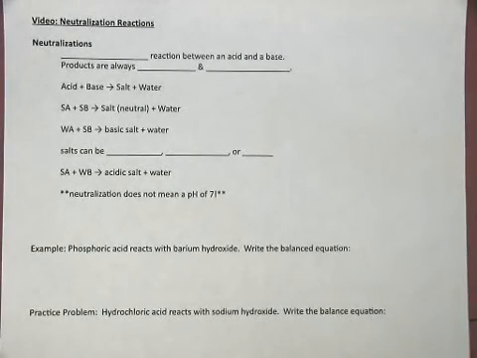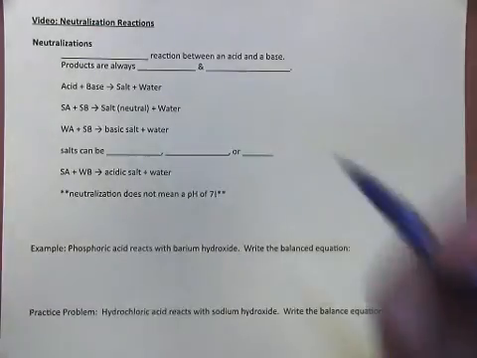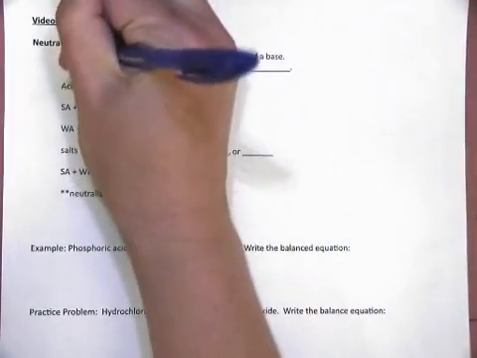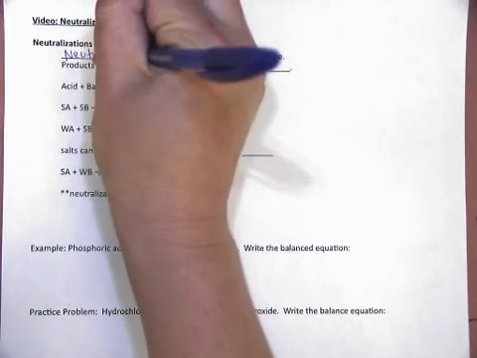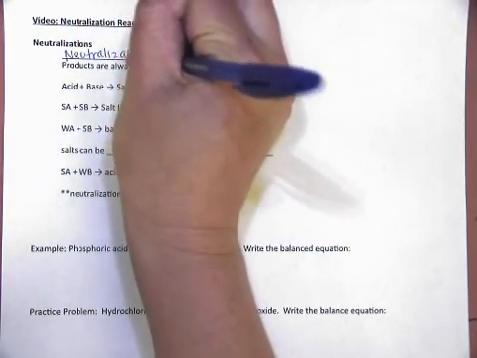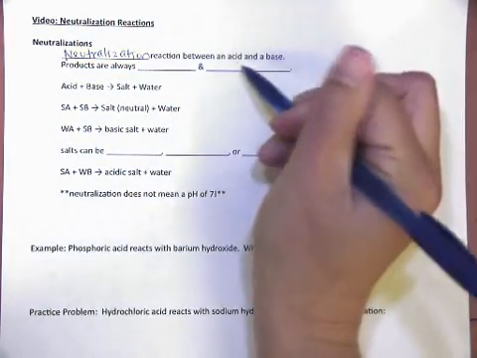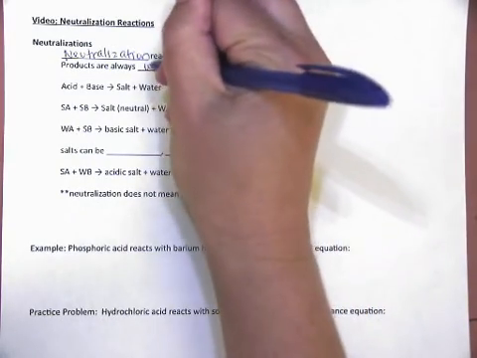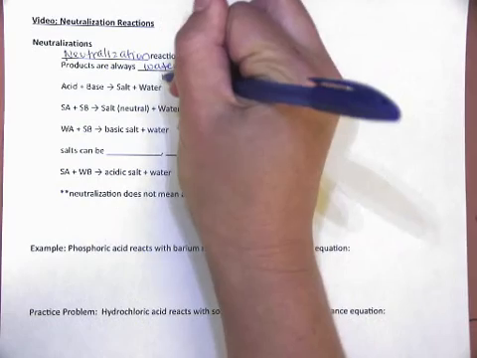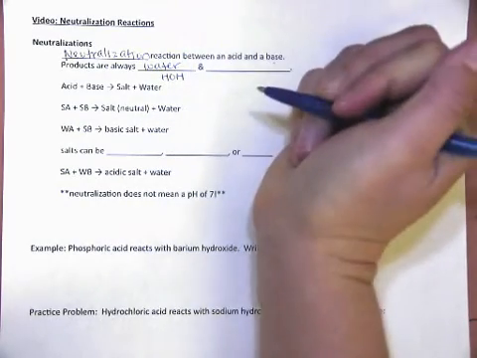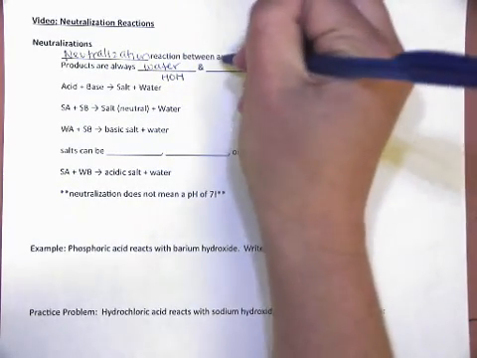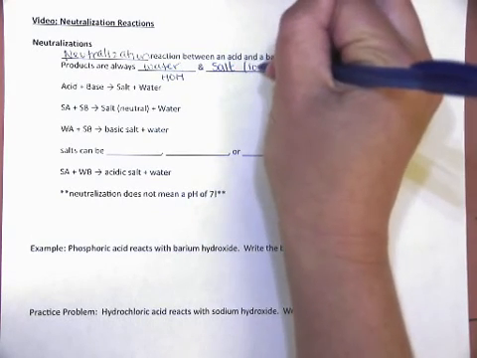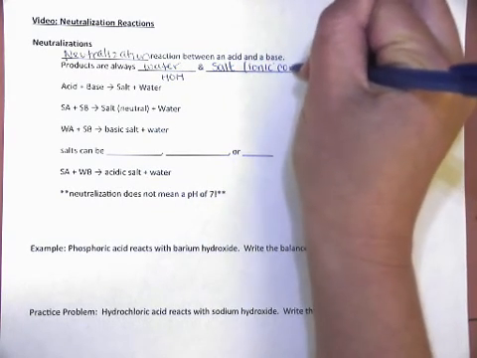This video is on neutralization reactions. A neutralization reaction is a reaction between an acid and a base. When an acid and a base react together, the products are always water, which we like to write here as HOH, and you'll see why in a minute, and salt. Now, salt is a generic term for an ionic compound.